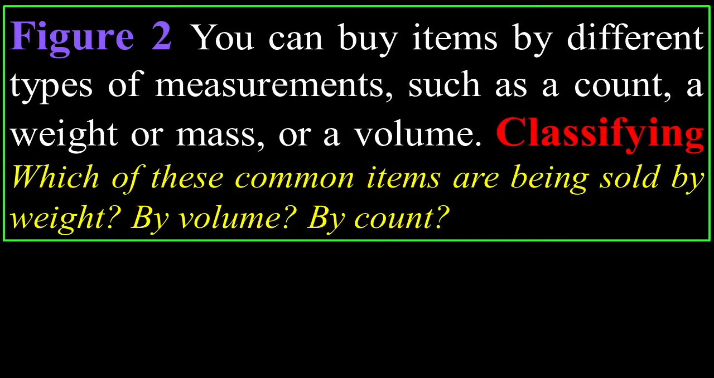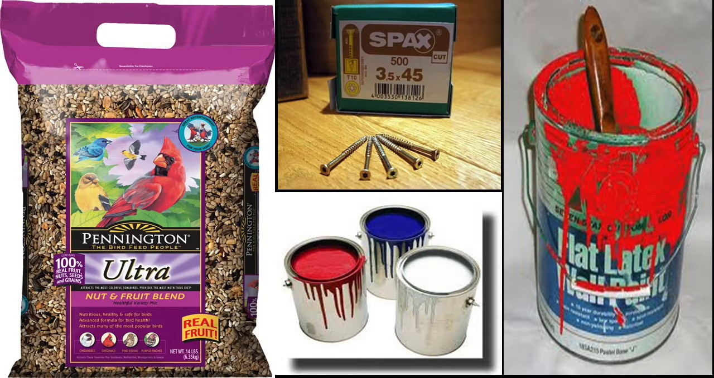You can buy items by different types of measurements, such as a count, a mass, a weight, a volume, classifying which of these common items are being sold by weight, by volume, by count. So, if I had a particle such as sodium chloride, I add it up and I find it's 58 atomic mass units. Well, that's the mass of 1 mole of sodium chloride.